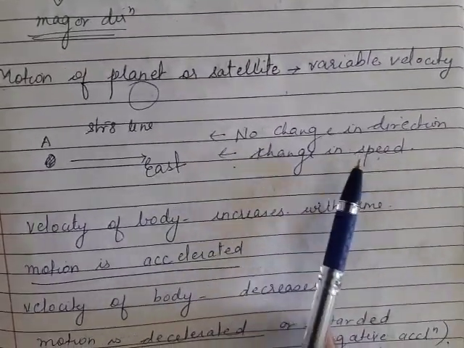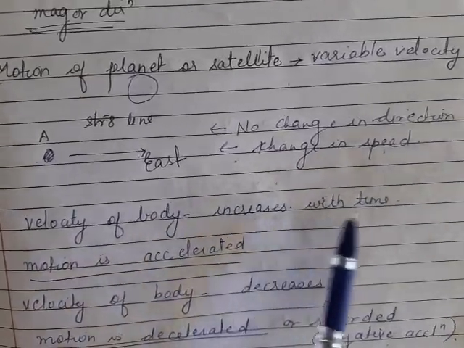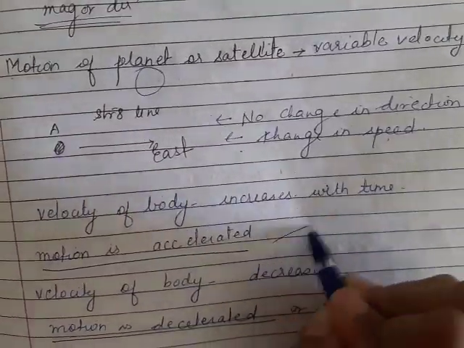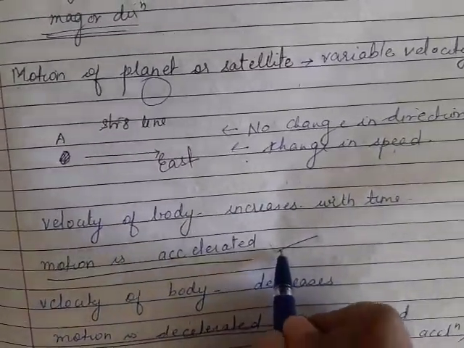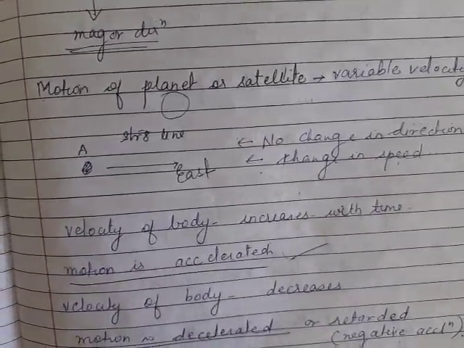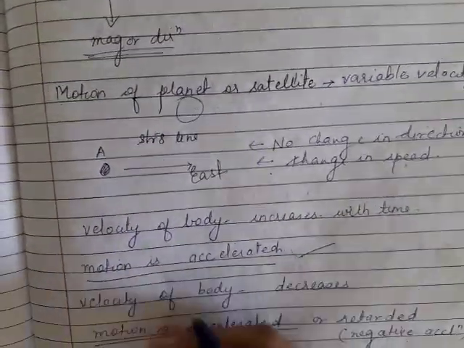Okay, so in such a case what will happen? The velocity of the body will increase with time. If the velocity of the body increases with time, then what happens? The motion is accelerated. Accelerated means there is an increase in the motion. The motion is increased, accelerated.